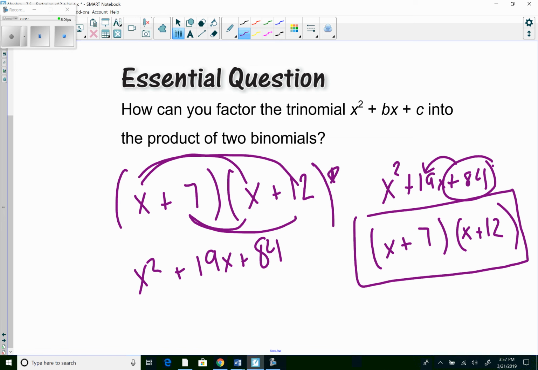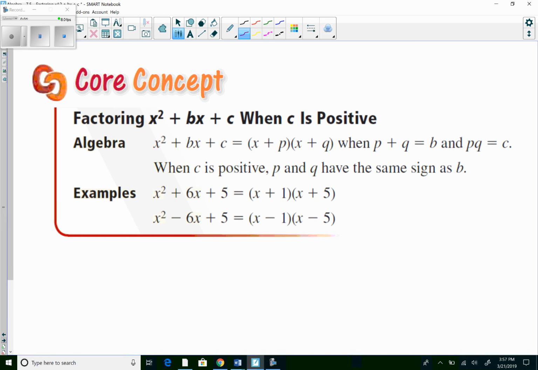Okay, so hopefully you've had an opportunity to get the essential question written down because we're going to go straight into our first core concept. So this is just going to give you guys a breakdown. What we're going to start by looking at is when this c value is positive. There are going to be a couple of different ways that these are going to happen. We're going to look at when the c value is positive, then we're going to look at when the c value is negative. Those are going to be the two main things that we tackle today.